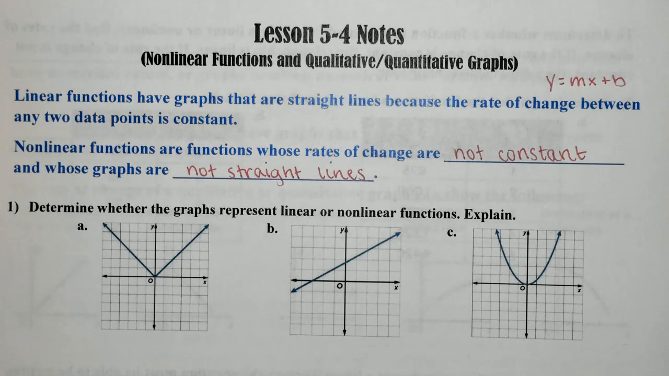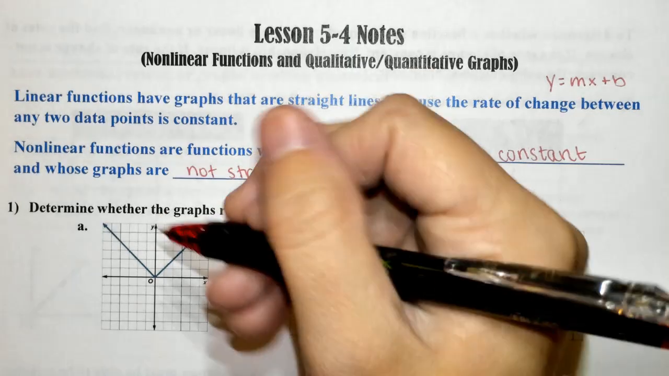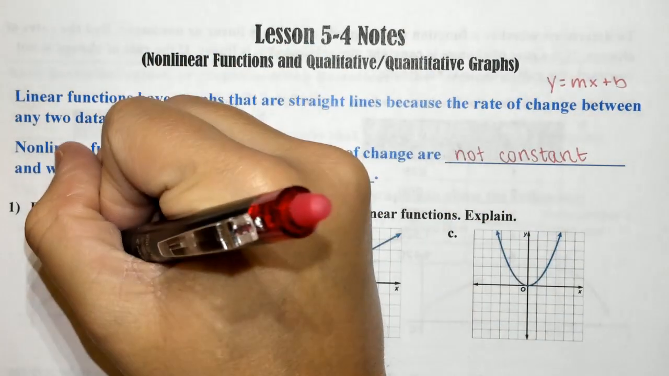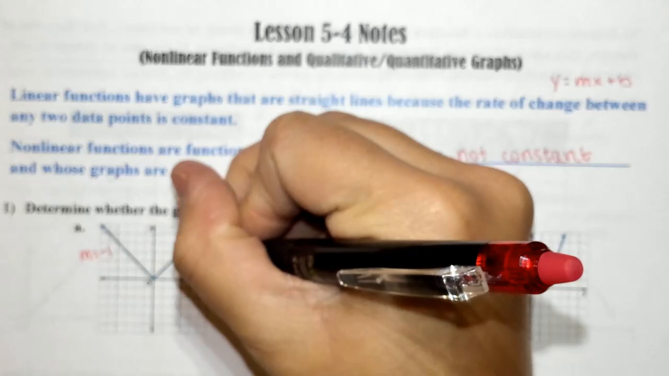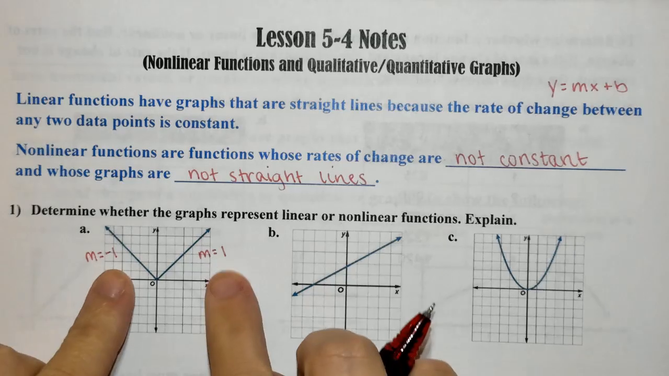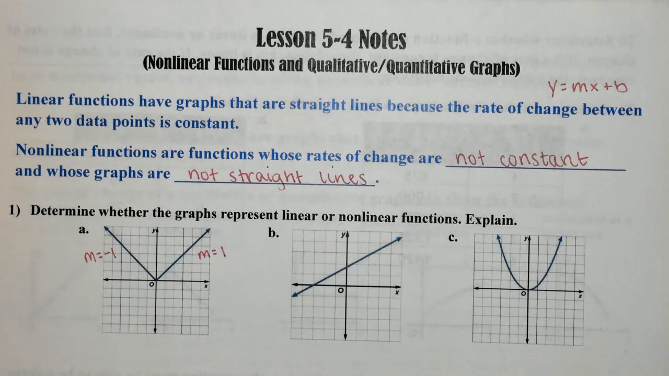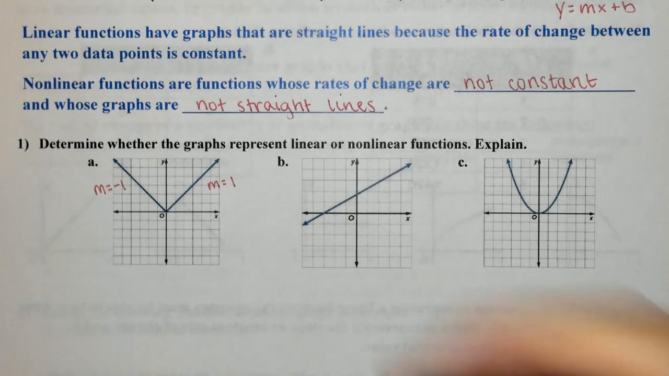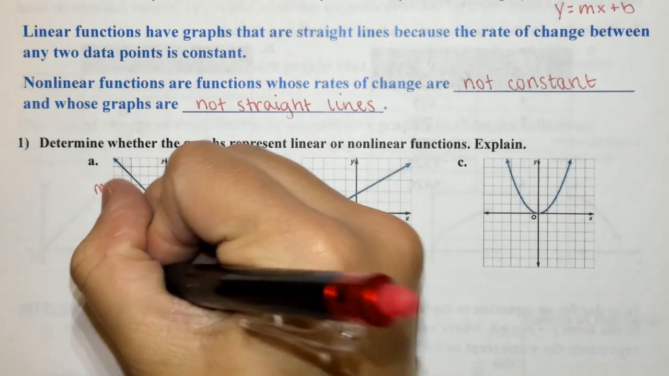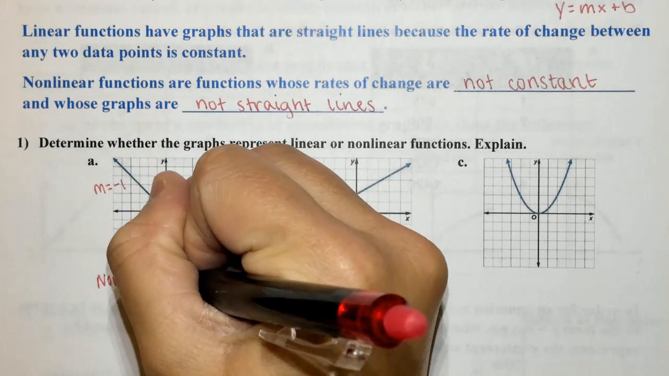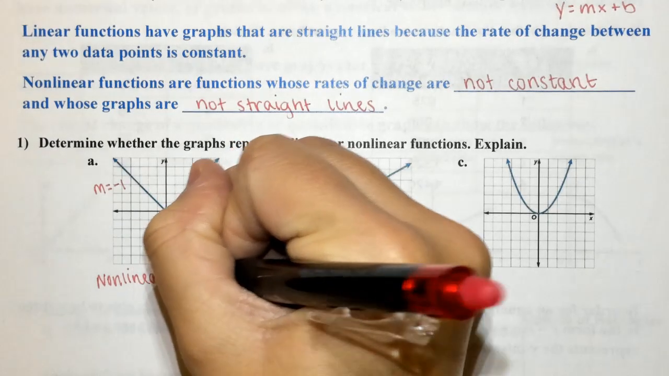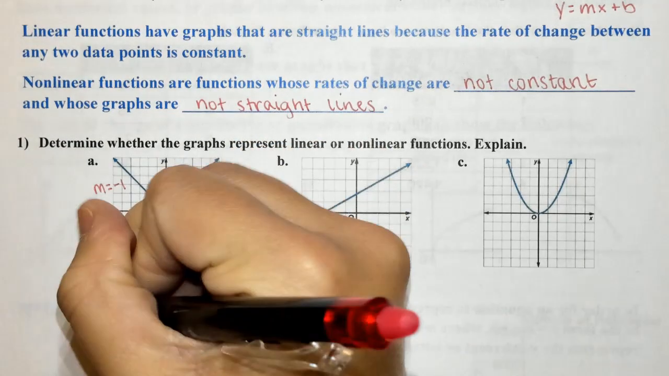Now, A is 2 straight lines, but the slope here is going to be -1, and the slope here is +1. So notice the rates of change are not the same, but also we can just look at it and we know it's not a straight line. So for A, we would say nonlinear, and we would say it's not a straight line.